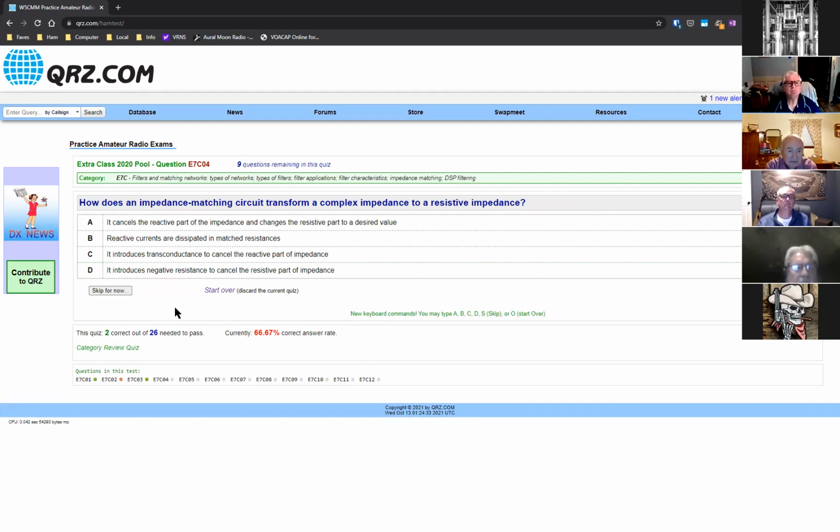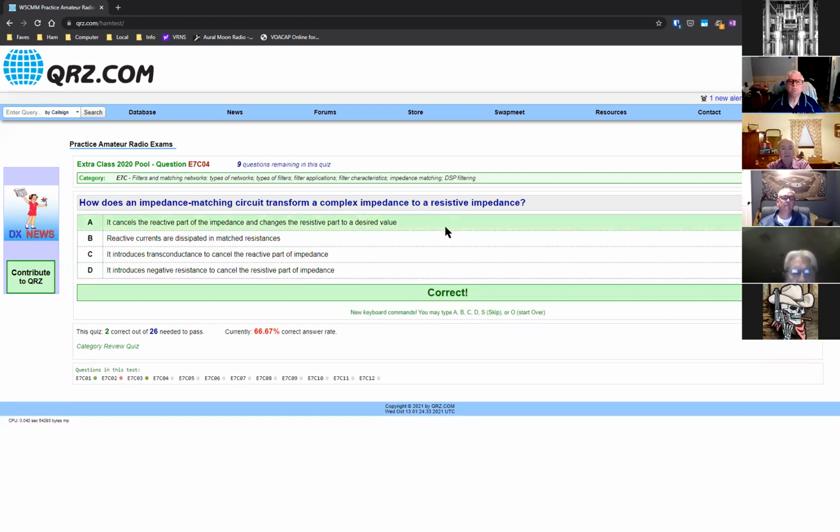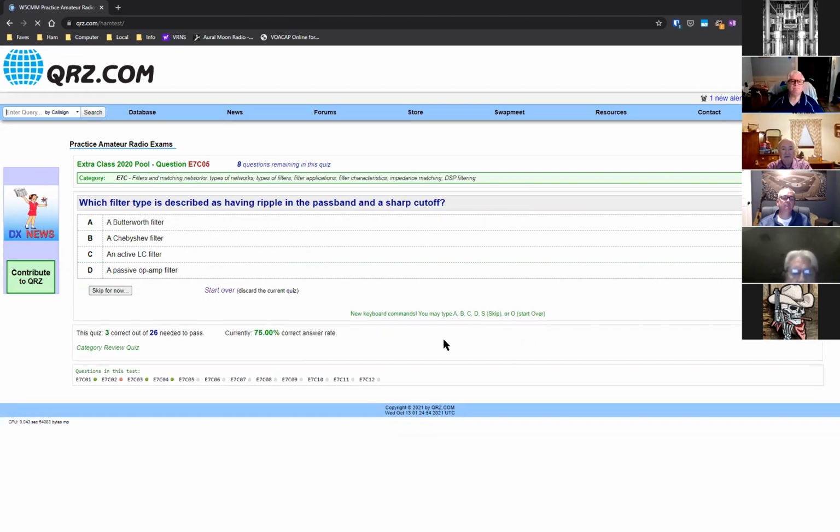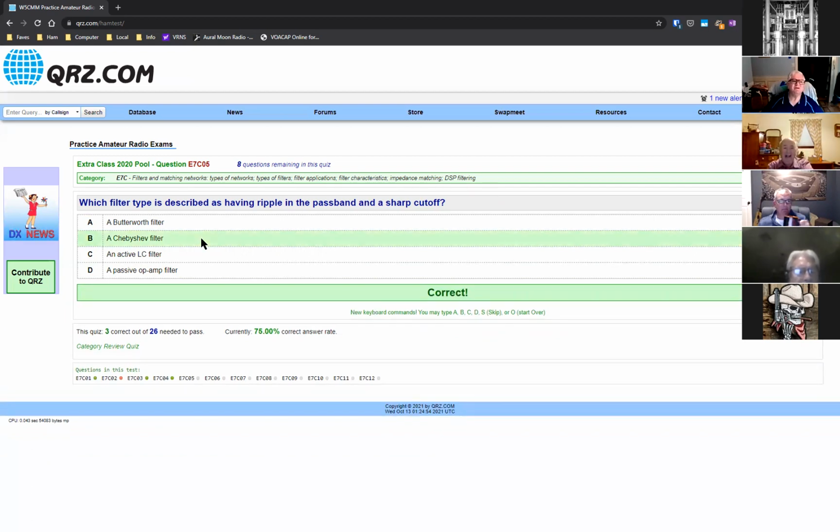How does an impedance matching circuit transform a complex impedance to a resistive impedance? A. Yeah, A. So to get rid of the reactive and transform the resistive to the desired value. Which filter type is described as having ripple in the pass band and a sharp cutoff? Chebyshev filter. B. Yeah, I'll go with B because it's a fun word, so I'll go with B.